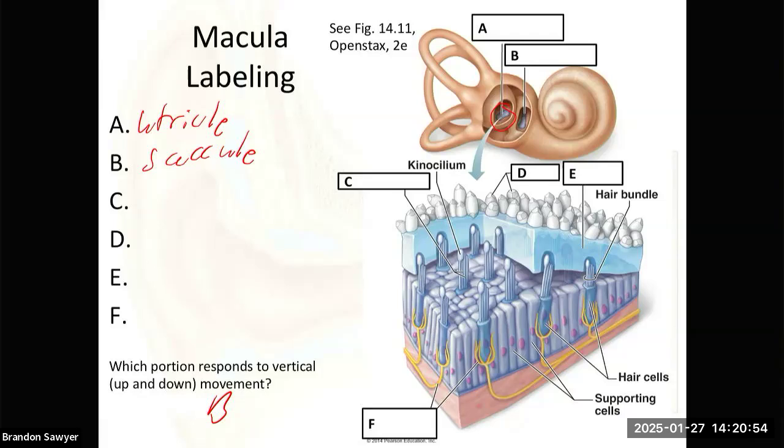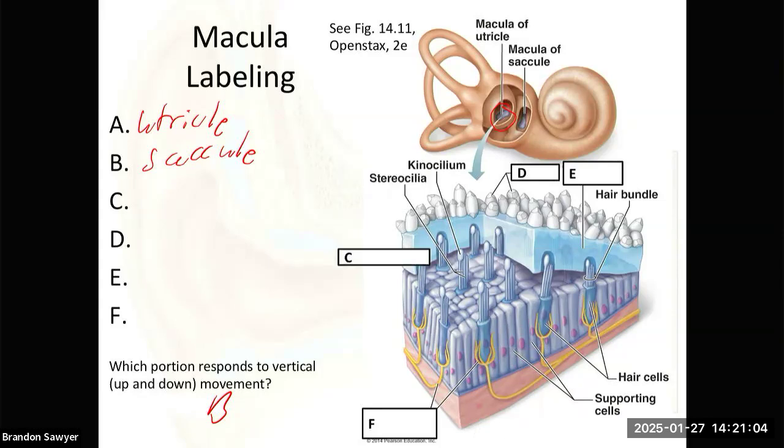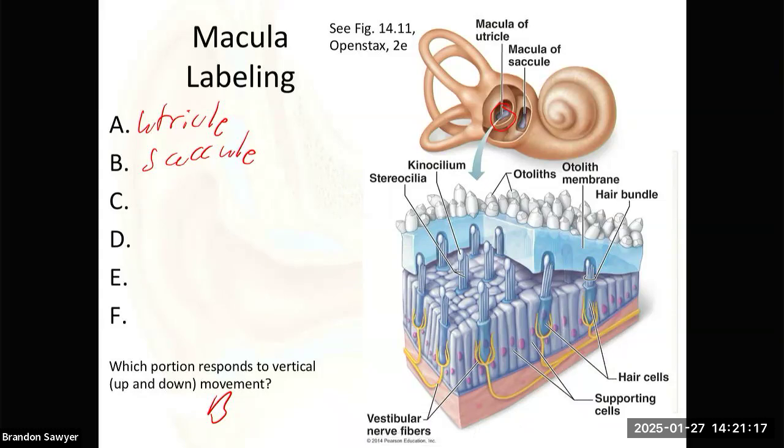Okay. And we'll talk more about the function of all these next time too. So if you're not quite getting that yet, that's okay. All right, and then C. Yeah, so C is the stereocilia, those hairs again, right? D is the rocks, the otoliths. E is the otolith membrane, that jelly-like structure that the hair cells are embedded in. And then finally, F is going to be nerve fibers from the vestibular nerve.